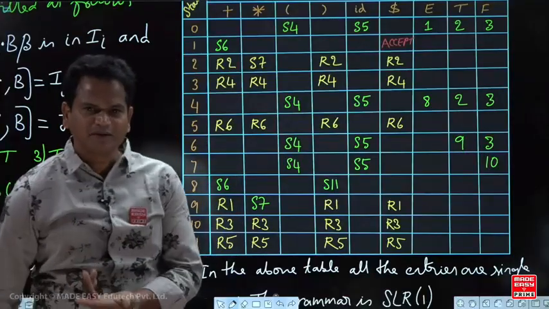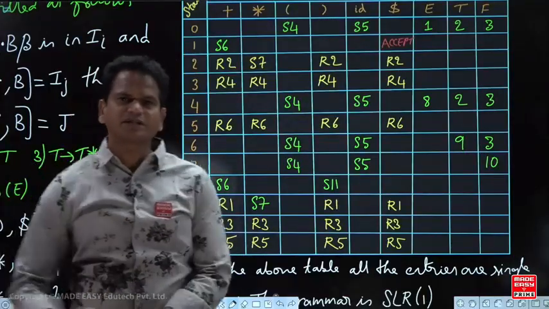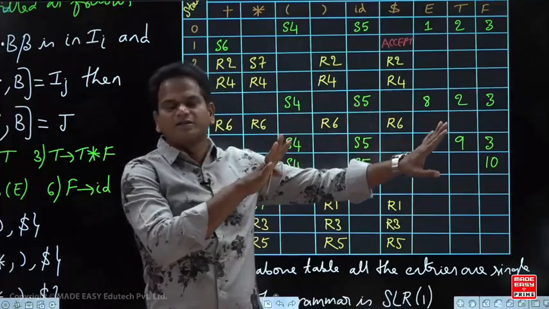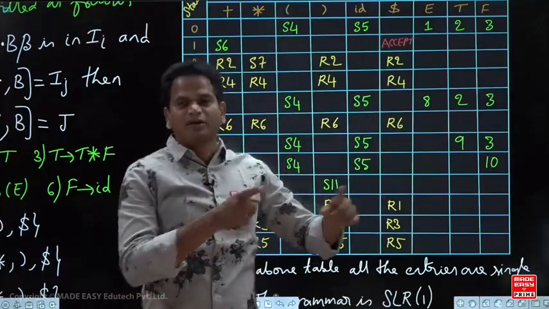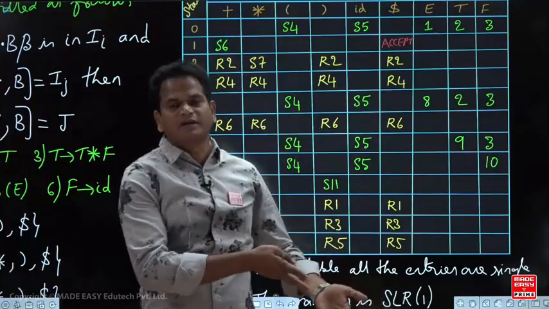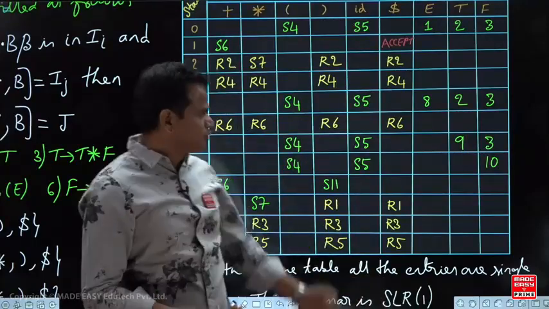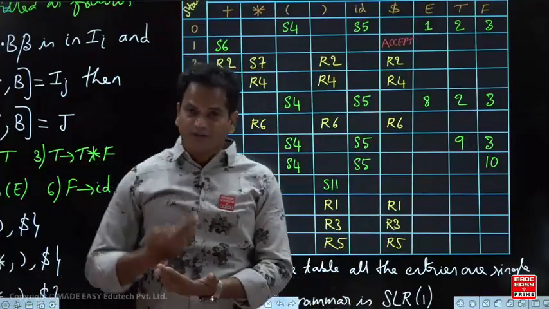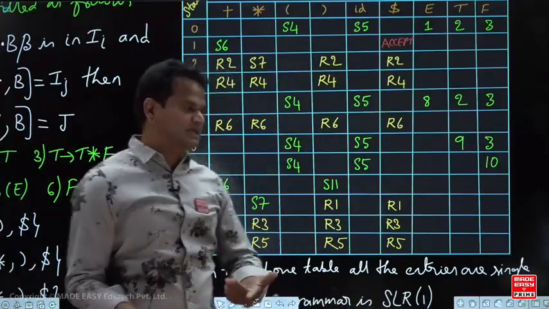So what we are doing? We are checking what question can come in the GATE examination. They will give you one grammar. The following grammar is: option A, SLR(1) but not LR(0); option B, CLR(1) but not LALR(1). If the options are like this and you construct the table, how much time do you require? Are you following? So without constructing the table, how to decide?